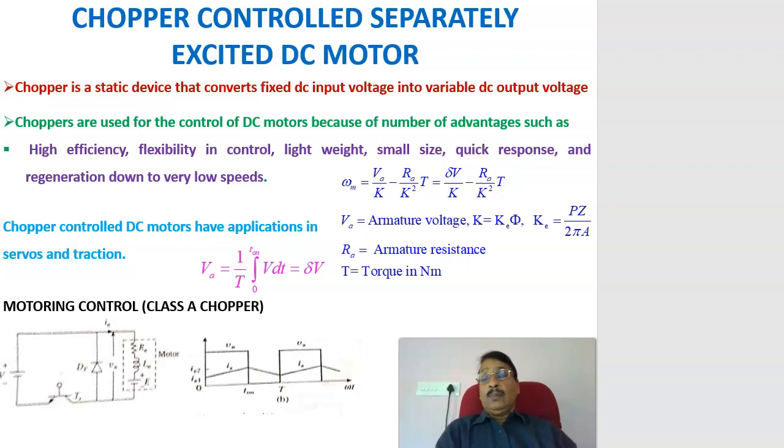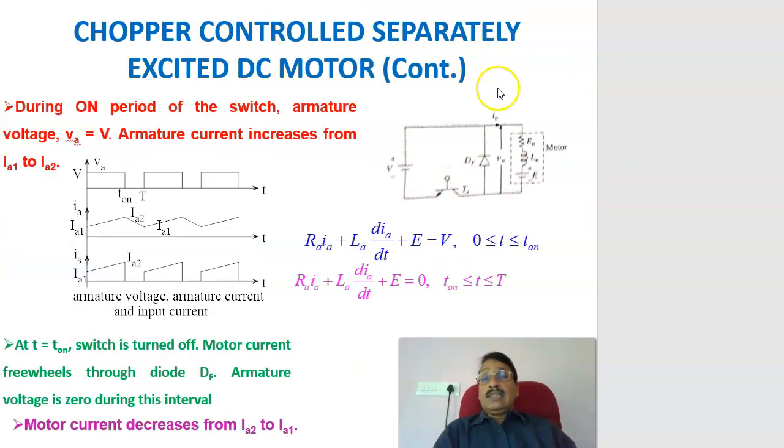As I explained in the previous slide, during the on period of the switch, the armature voltage VA is equal to V, the DC source voltage, and the armature current increases from IA1 to IA2. The corresponding equation governing the current is RA IA plus LA dIA by dt plus E equal to V, between 0 and T on.